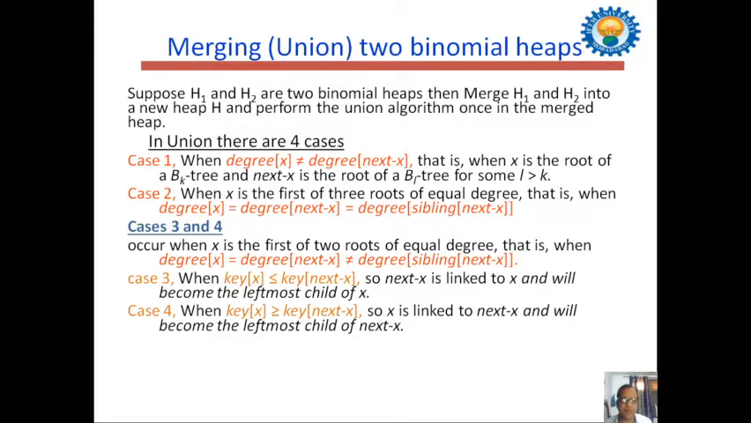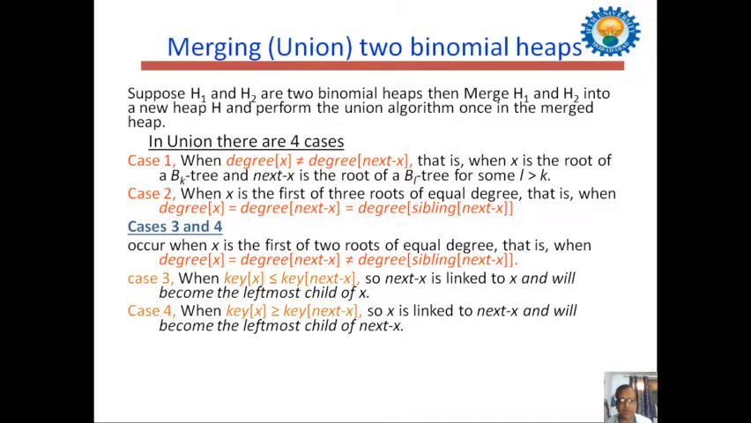Second case is when x is the first of three roots of equal degree. That is when degree of x equals degree of next of x equals degree of sibling of next of x. And there are case 3 and 4 when x is the first of the two roots of equal degree. That is when degree of x equals degree of next of x, which is not equal to degree of sibling of next of x. So what is case 3 here?